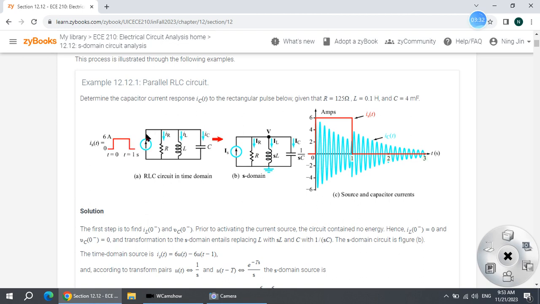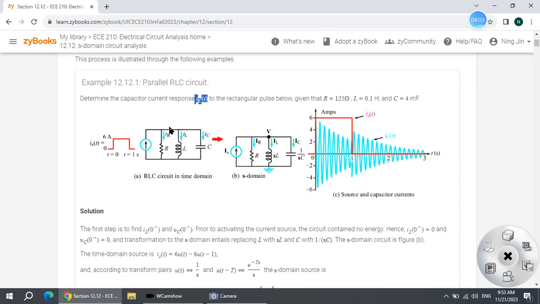You can think of it as a kind of supply, then stop. In the beginning, no supply, then you have the power and then stop the power. So you have an Is that looks like this. Then we want to determine what? Given R, L, and C, determine the IC. We want to determine IC of t.